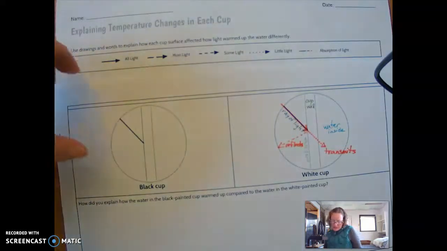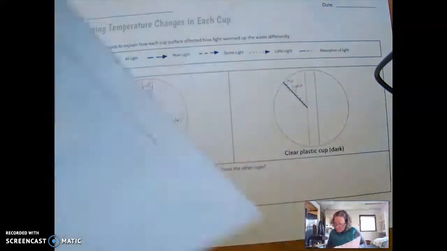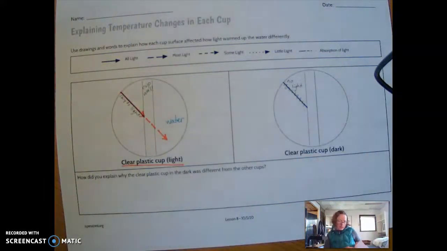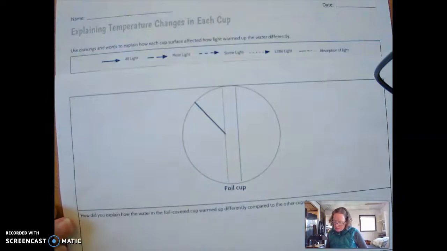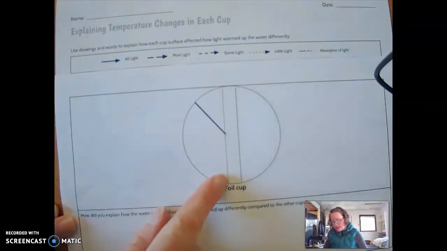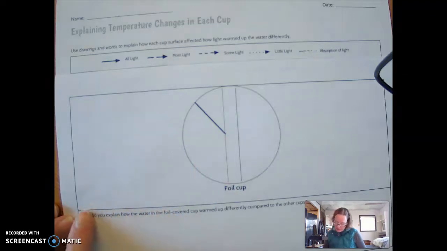So in this assignment, we're asking you to illustrate with the white cup, the black cup, clear plastic cup in the dark, clear plastic cup in the light, and this one is the foil cup. So you're going to need to illustrate the foil here and think about whether light is reflected, absorbed, or transmitted. Okay, and each of these papers has a question that relates that I need you to also answer. So once you've done this, you can take a picture of it and email it to me, or you can wait to show it to me in class.